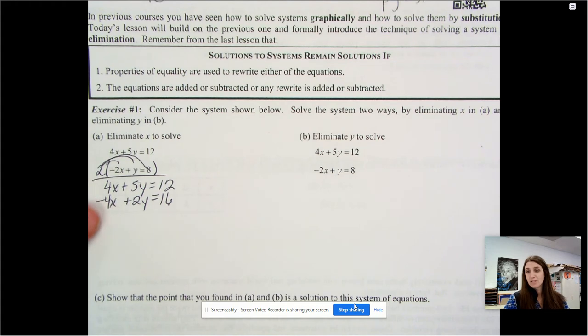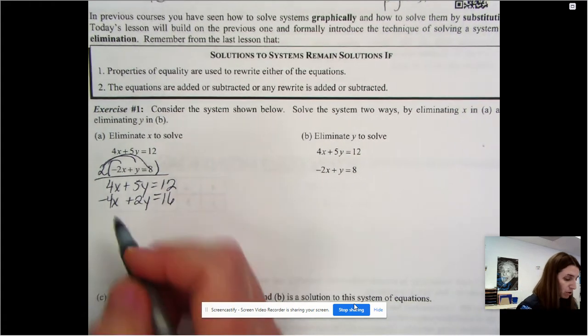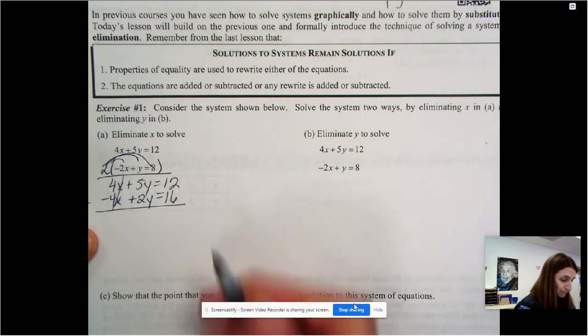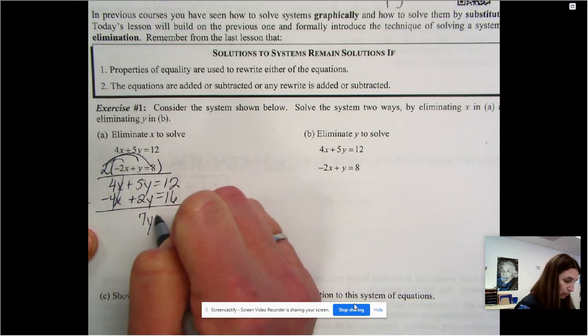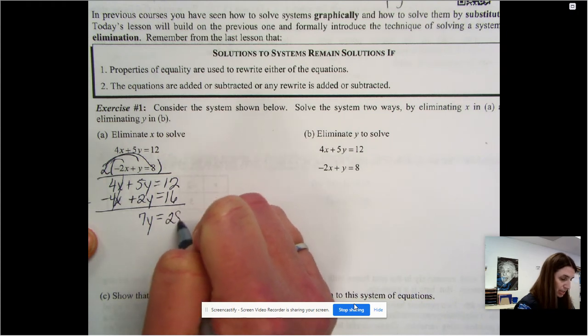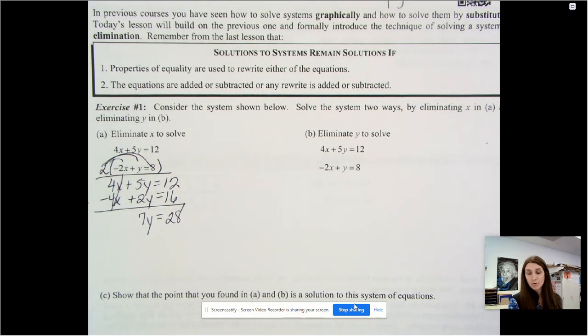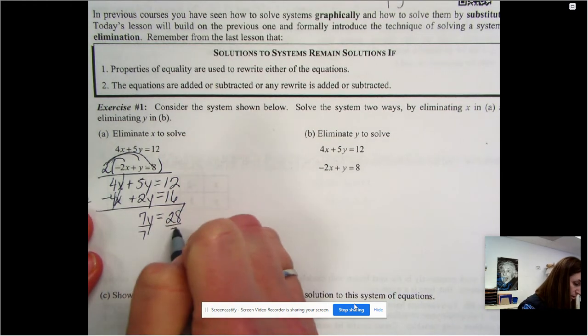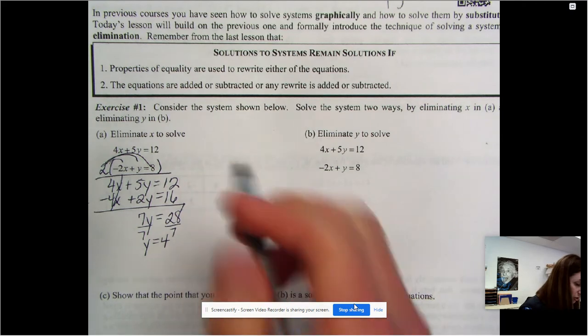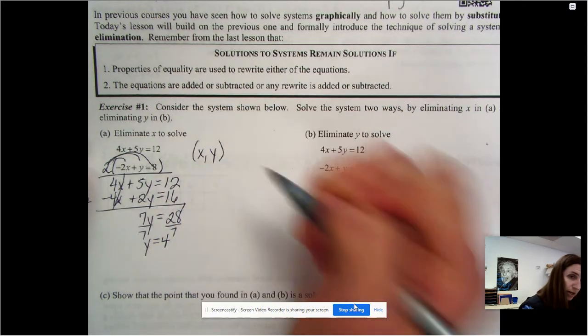I have made opposites of the x's. So now they will eliminate. So let's add these together. These eliminate. 5y plus 2y is 7y. And 12 plus 16 is 28. Divide both sides by your 7. And y equals 4. So again, we have half of our solution, making that xy.